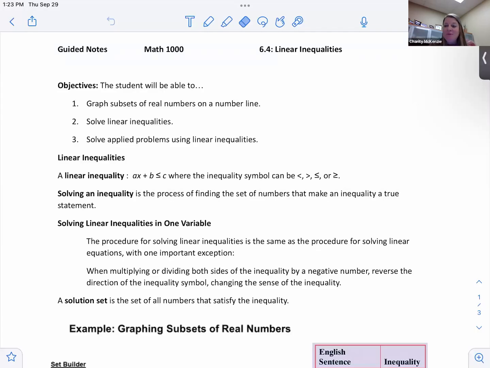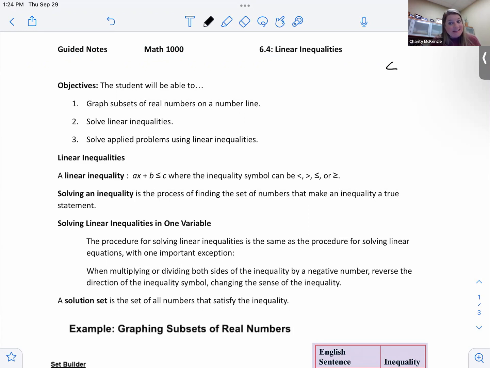Okay, for 6.4, we're doing linear inequalities. These are solved very similar to the equations that we did in the last section, but now we have those greater than, less than or equal to symbols, right? Those are inequalities. So let's write a little note over here to make sure you remember these symbols.